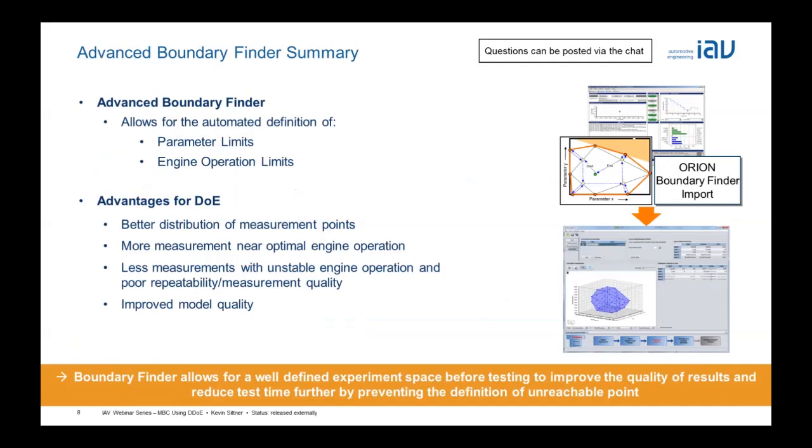In summary, the Advanced Boundary Finder allows the automated definition of parameter limits, actuator limits, and limits in the engine operation. The advantages for the DoE are a better distribution of measurement points. This allows for more measurement points near the optimal engine operation and fewer measurements with unstable or limit engine operations. All this will lead to improved model quality for our static or dynamic DoE models, since the test space will be well defined before testing.